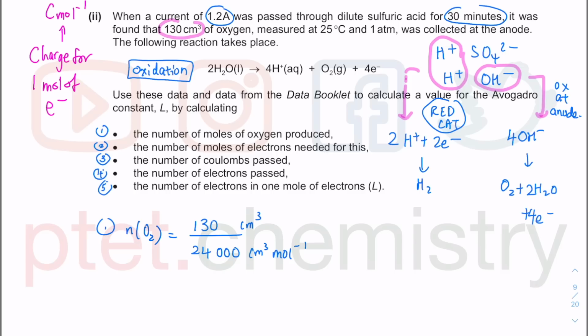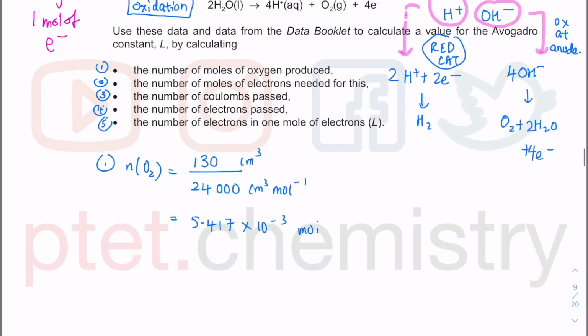So we want to calculate and give a value. Put it into a calculator: 130 divided by 24,000. I get 5.417 times 10 to the minus 3 mole. I don't want to round up too early, so I just leave it as 4 significant figures for the time being. That should be enough.